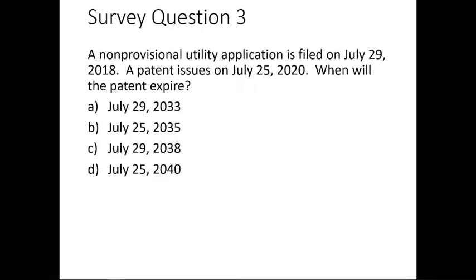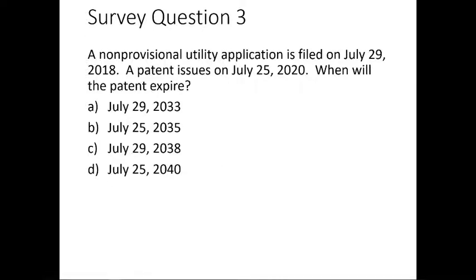So I'll give you a few more seconds here as we wait for responses to come in. Again, the patent application is filed July 29, 2018. It issues July 25, 2020. When will the patent expire? July 29, 2033, July 25, 2035, July 29, 2038, or July 25, 2040. Do we have some answers in, Mr. Noah? Yes, sir. I'm about to end the polling now. Okay, and now it just finished.